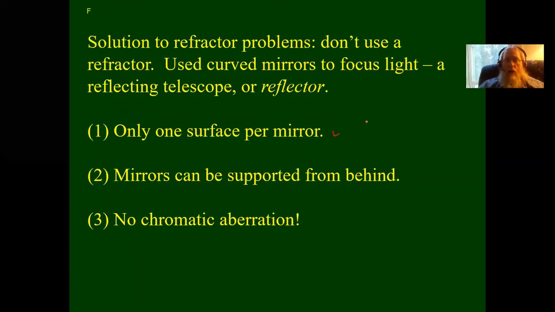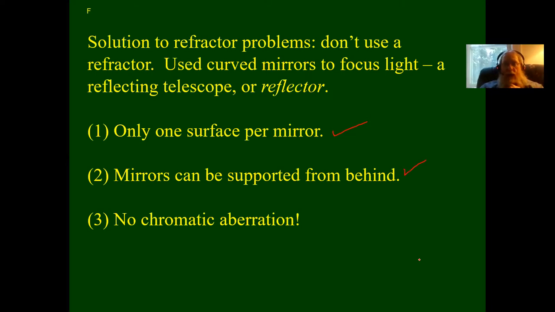Okay, so with a mirror, we only have one surface per mirror, and you can support the mirror from behind, so you make bigger mirrors. But then one thing that's probably at least as important is too, with mirrors, there's no chromatic aberration. As long as the light is going to reflect off that surface, it will always reflect at the same angle regardless of wavelength. So you can use the same telescope over a much wider range of wavelengths if it's a reflector than you can for a refractor.